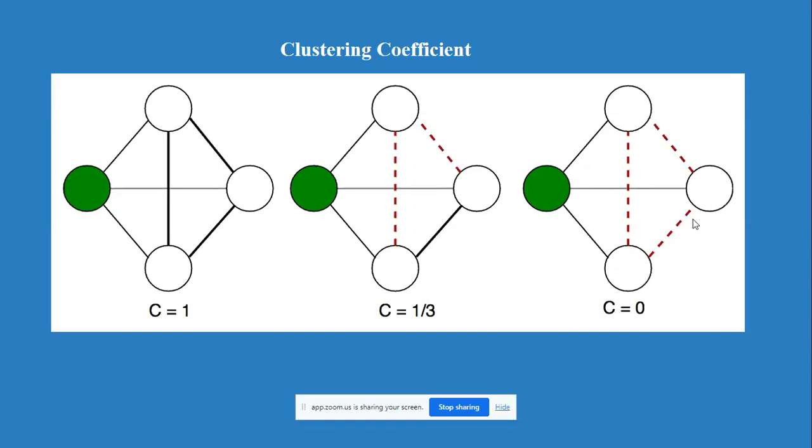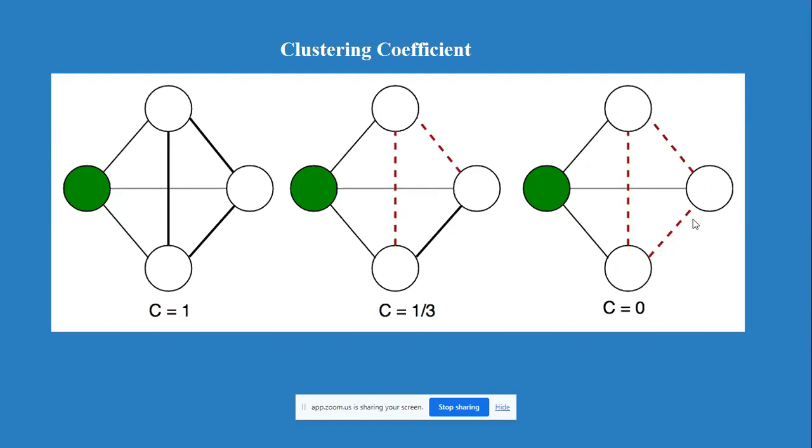So all nodes are connected through strong ties. All neighboring nodes are connected by strong ties. There are three nodes and three connections. So the clustering coefficient will be 3 by 3, which is equal to 1, right? And in figure number 2, there is only one strong connection between the neighboring nodes. So 1 divided by the total number of neighboring nodes, which is 3, so its clustering coefficient will be 1 by 3.